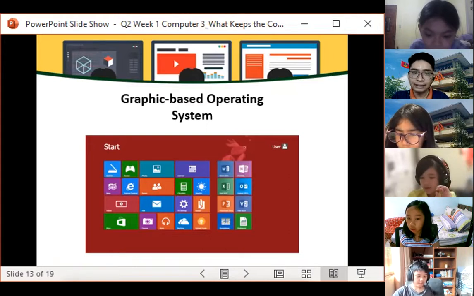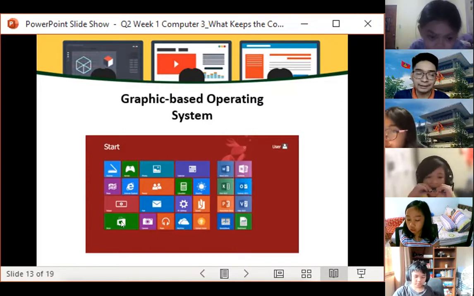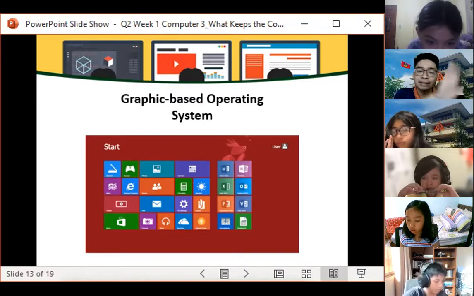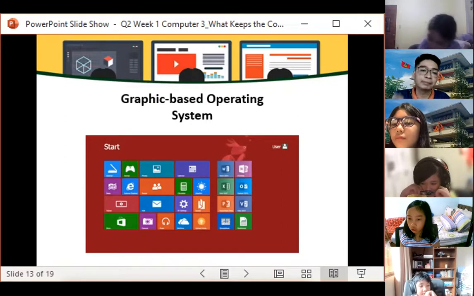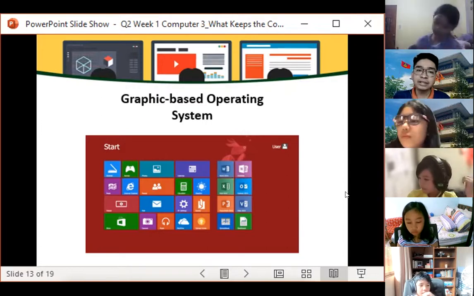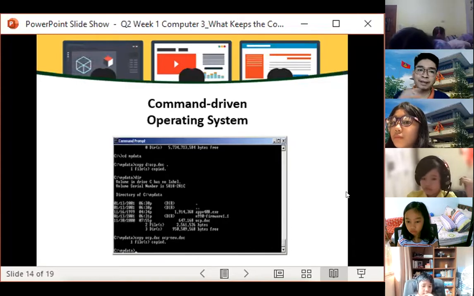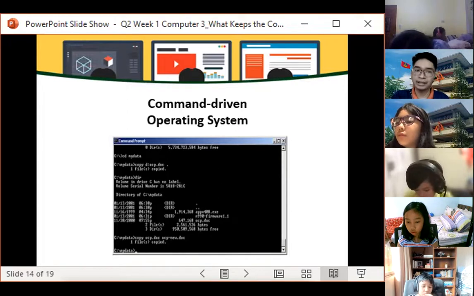As what I said, itong picture dito, hindi lang naman yan yung picture ng graphic-based operating system. It's what you can see in your window tab. Yan, yung sa desktop ninyo. Kung ano nakikita nyo dyan, that's graphic-based operating system. Because, sabi ko nga, ito yung pinaka-common na ginagamit ng mga users ng computer. Because the other type of operating system is like this. Ayan, ang command-driven operating system. It means that you need to include codes in order to make the computer function.